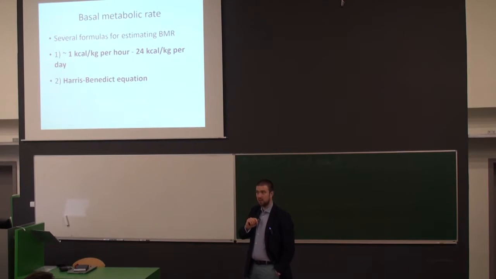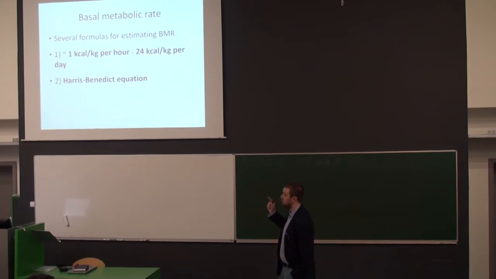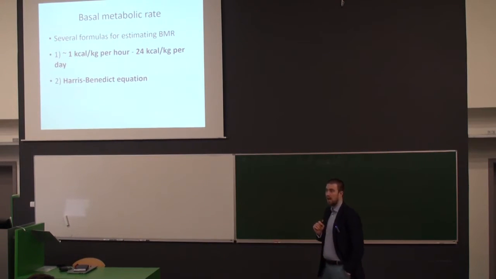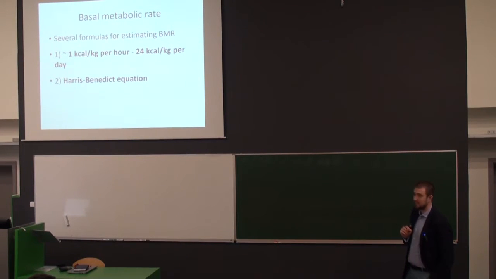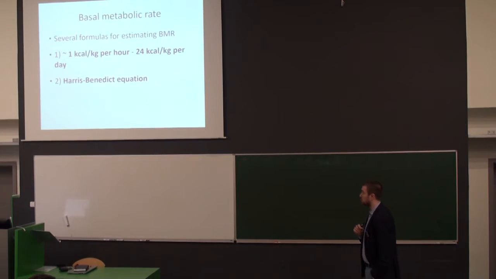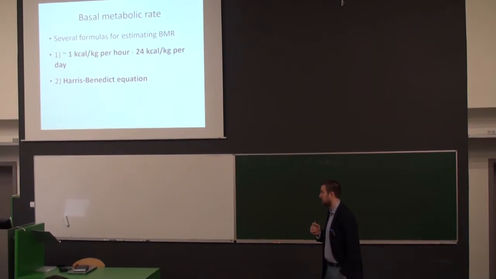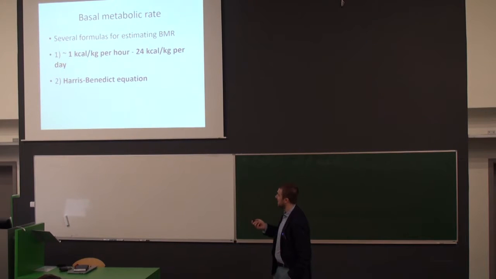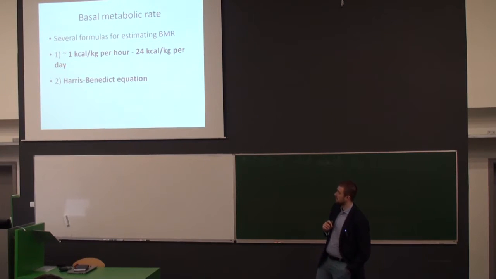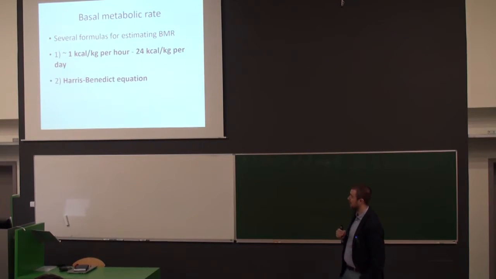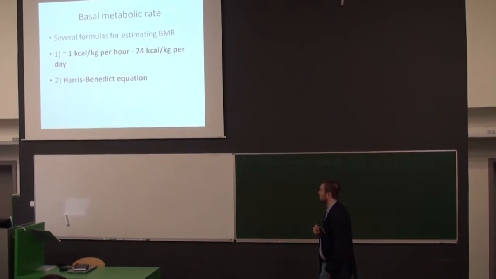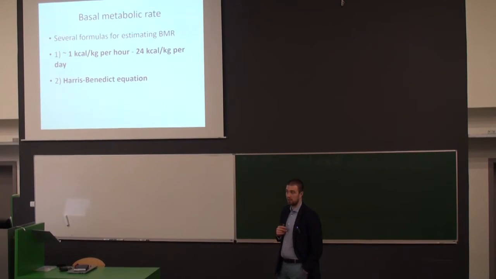Before we come to how to calculate it, you can estimate it. And there are two ways to estimate it. The first, very simple, and therefore routinely used, but unfortunately not so precise, is this basic rule. You take approximately 1 kilocalorie per kilogram per hour. So per 1 day, it means 24 kilocalories per kilogram.